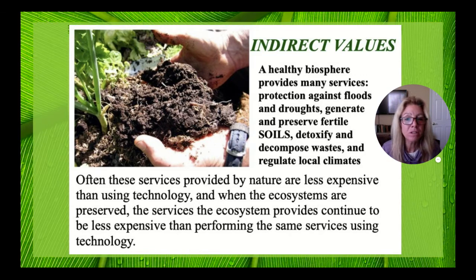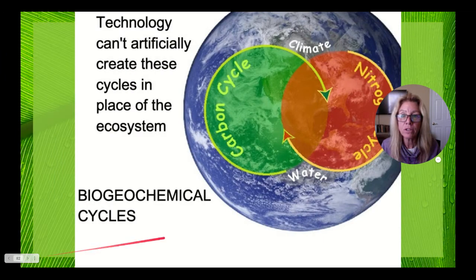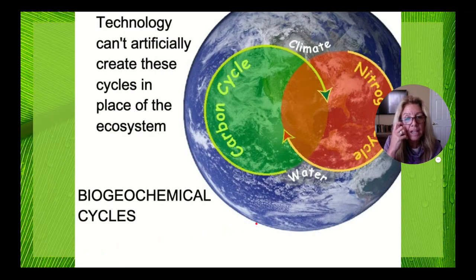And now let's talk about some indirect values that we may not see right away. Often these indirect ways of having a healthy ecosystem, if we would depend on those more, they are less expensive than the heat, beat, and treat that we often go to. And I'll give you several examples of that. And one is the biogeochemical cycles. So it is better for us to depend on those natural decomposers than trying to do it ourselves.